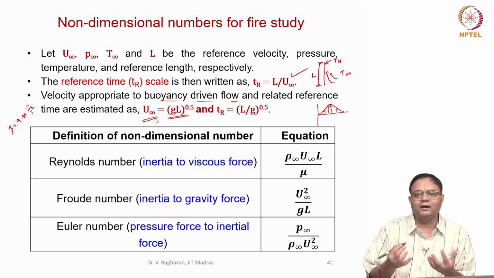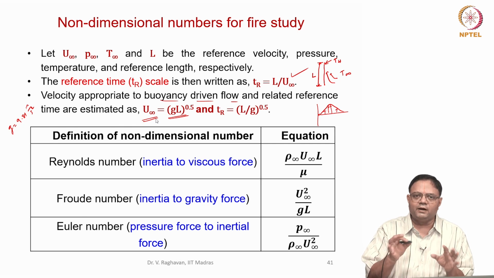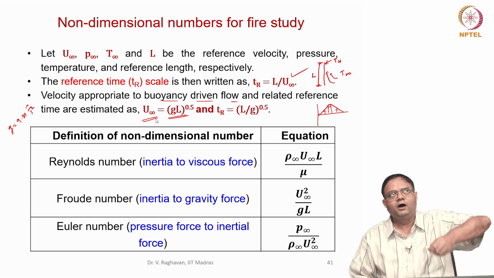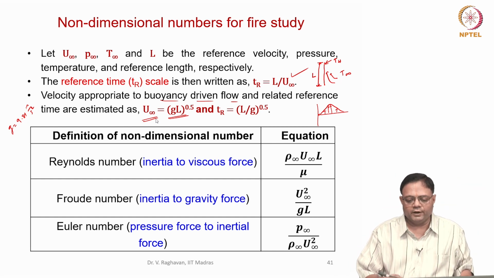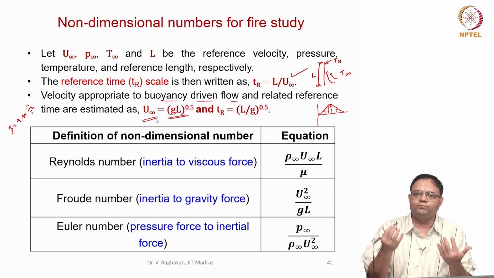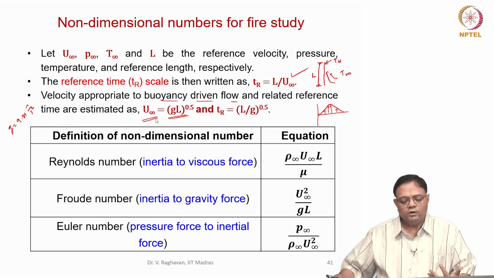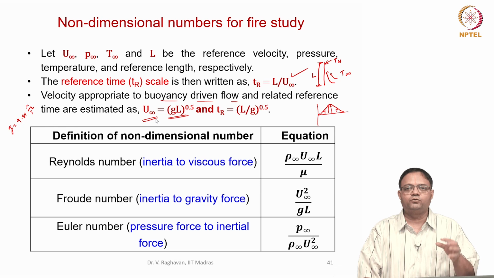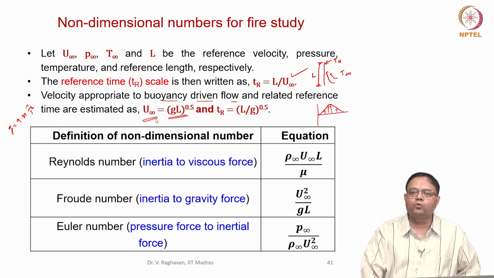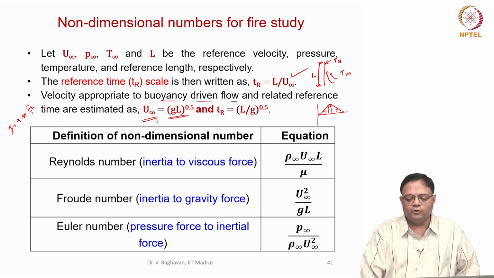Please understand that this analysis can also be checked by putting an anemometer, measuring the velocity at several places, and taking the average. So when you don't have forced convection and the flow is natural convection driven, this is a very simple technique by which you can estimate the buoyancy driven velocity: under root of GL. Then you can find the reference time.